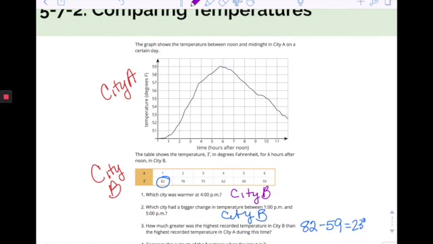And number 4, compare the outputs of the functions when the input is 3. So here's my input of 3, and that is at about 54.5 as my output, and here is 75. So city B is about 20.5 degrees warmer than city A. All right?